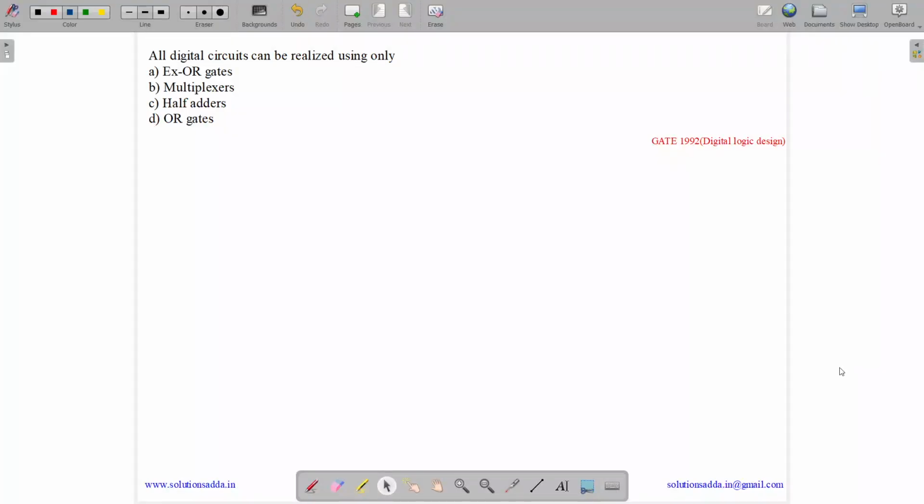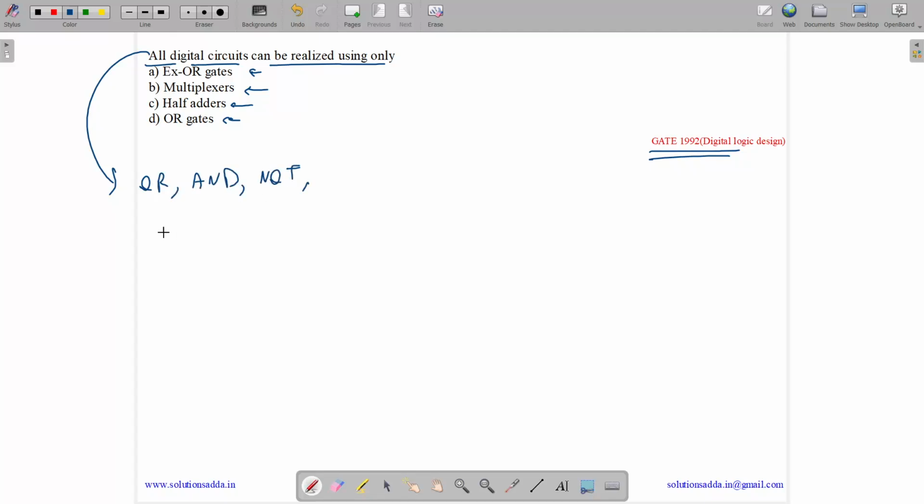This question belongs to Digital Logic Design subject and was asked in GATE CSE 1992. So the question states, all digital circuits can be realized using only XOR gate, multiplexers, half adder and OR gates. So what are all the logic gates? All logic gates are AND gate, OR gate, NOT gate, NAND gate, NOR gate, XOR gate and XNOR gate.